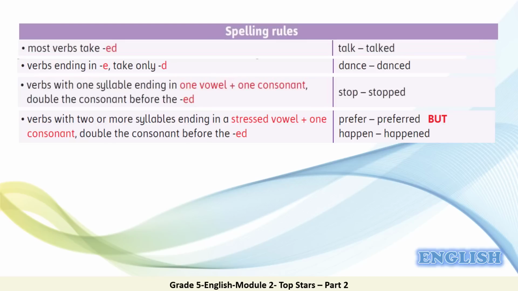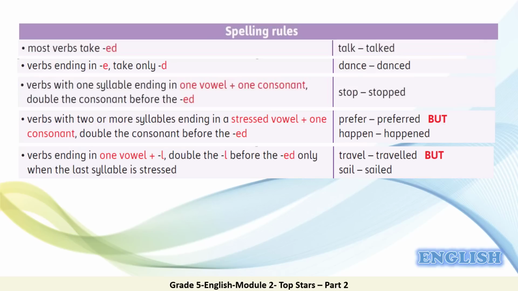Okay, like prefer, preferred. But happen here, happened. Okay. Verbs ending in one vowel plus l. Double the l before the ed. Only when the last syllable is stressed, like travel, traveled. Okay, here we doubled the l. Okay, but sail, sailed. Okay, these are the spelling rules, guys, you need to learn about the regular verbs.